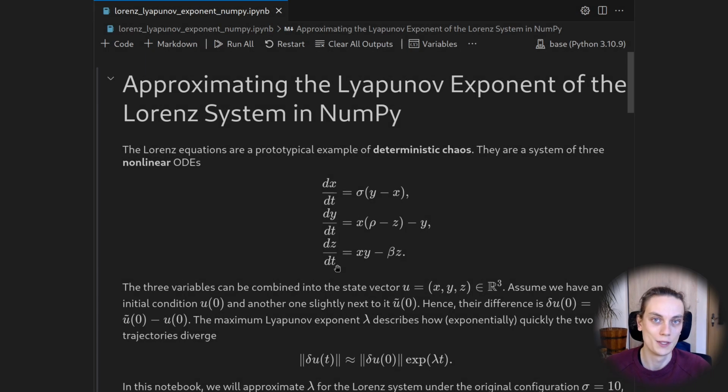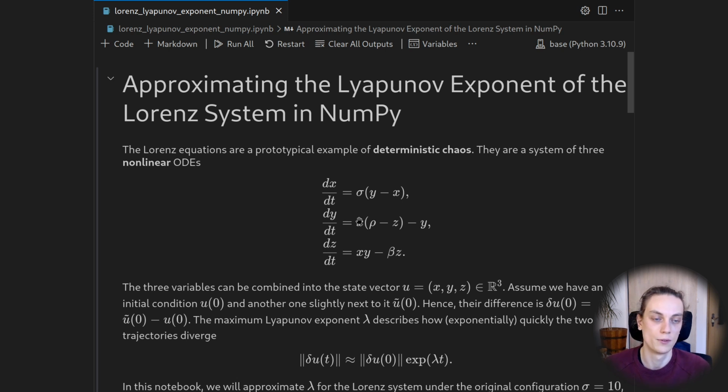Hi and welcome to this new video where we will again look at the Lorenz system, which is this prototypical example of deterministic chaos. In the previous videos, we implemented simulators using the RK4 method to solve this system of three nonlinear ordinary differential equations. And this then gave rise to this wonderful butterfly shape, which is the form of its chaotic attractor. In this video, we want to quantify what it means to be sensitive to the initial condition.